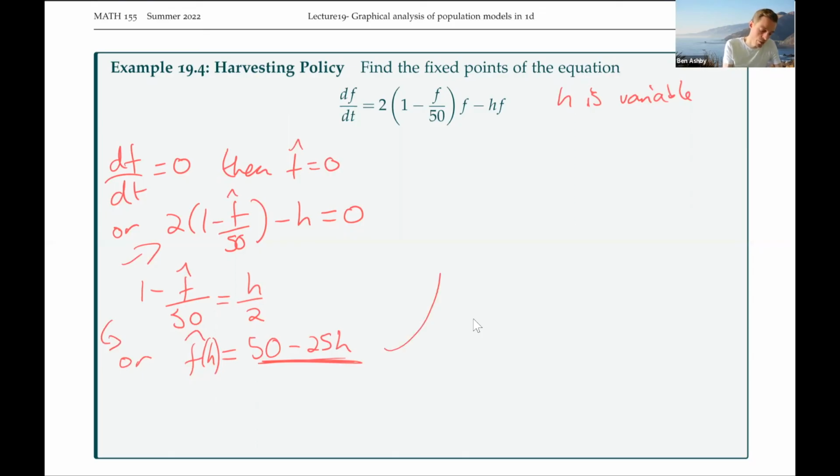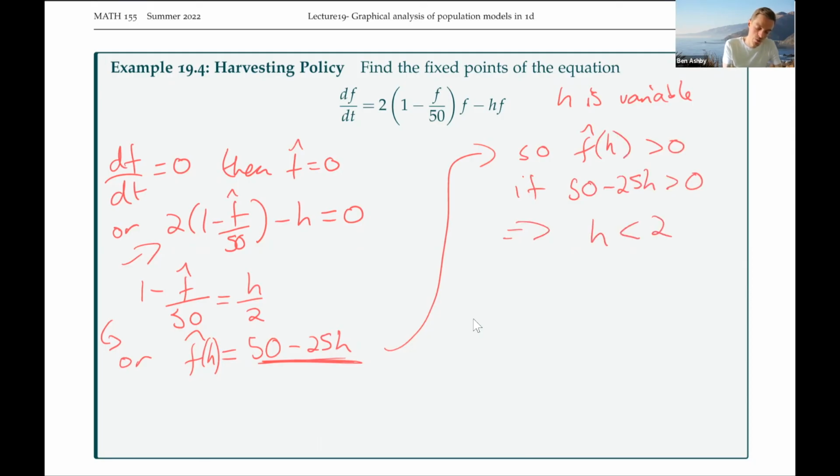And so our f hat of h is only positive if we have 50 minus 25h being greater than 0. In other words, we can say that h has to be less than 2. So as long as our harvesting rate is less than 2, then the population is going to have a non-zero fixed point. In other words, the population is going to have a sustainable harvesting rate.